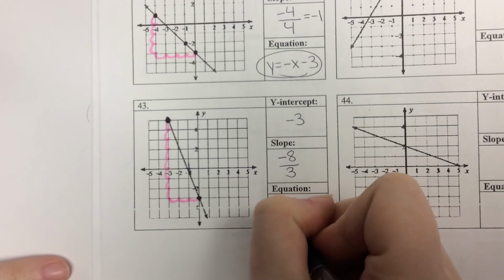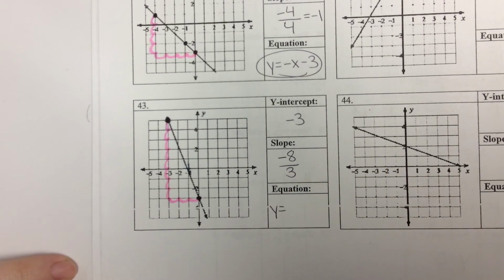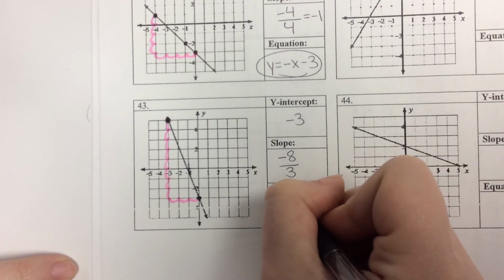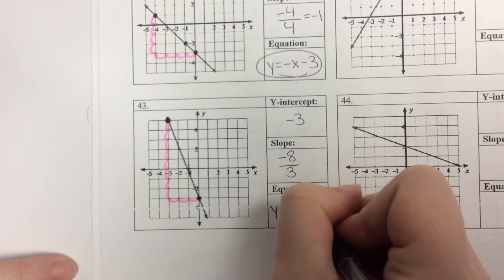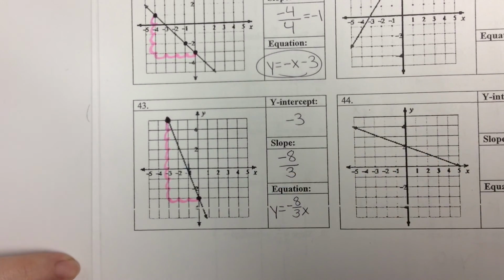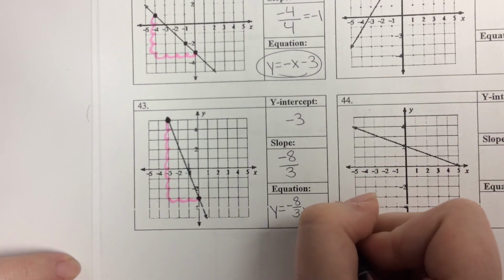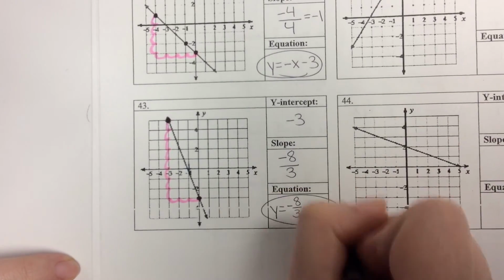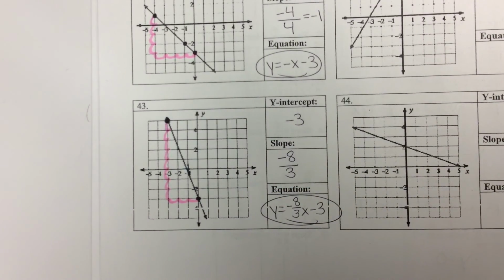Equation: y equals m, which is our slope, so negative 8/3 x, plus b, well this is negative 3, so we're going to have minus 3. And that's our equation for this line.